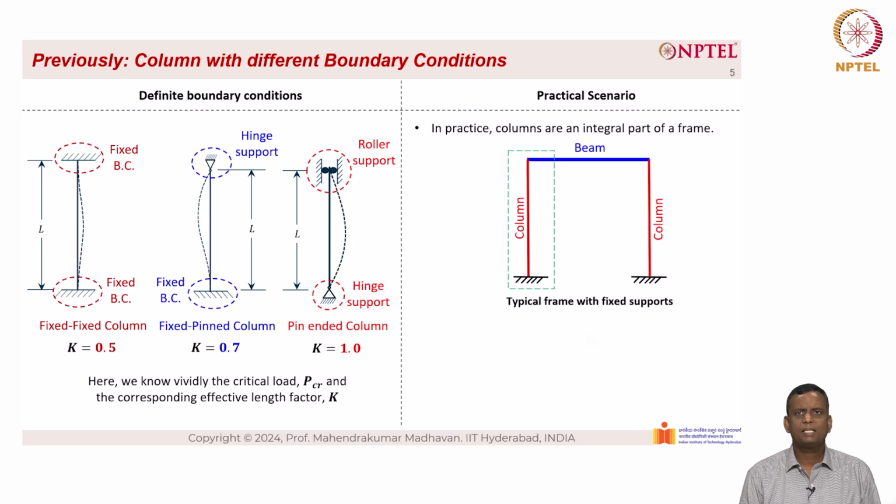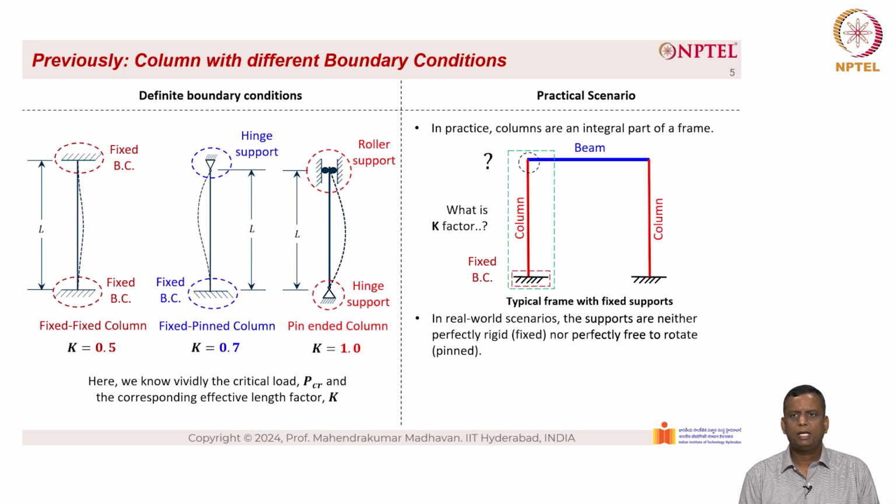But in a practical scenario, the columns are an integral part of the frame. So if we look at the column at the left, this is a part of the frame. What is the K factor? The bottom of the column is basically fixed, but the top of the column is unknown because it is connected to a beam and we do not know exactly what the boundary condition is at that location.